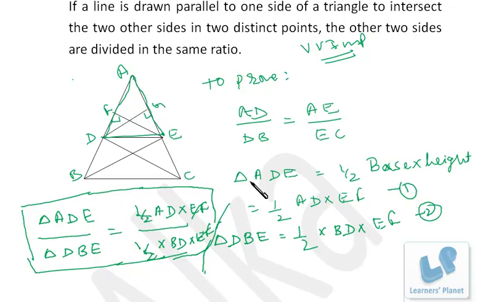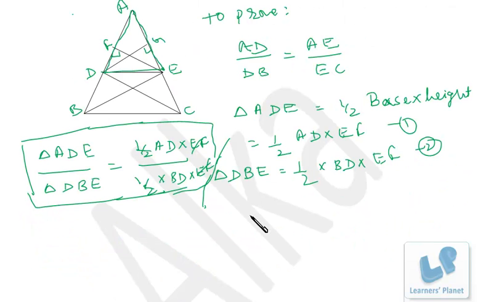Now friends, we can calculate the area of triangle ADE in a different manner also. So in ADE, in that case base is AE and altitude is DG, right? So area of triangle ADE is equal to half AE, that is base, into DG, that is altitude.